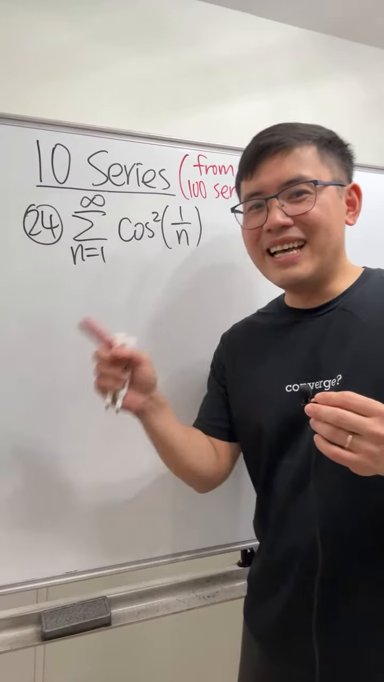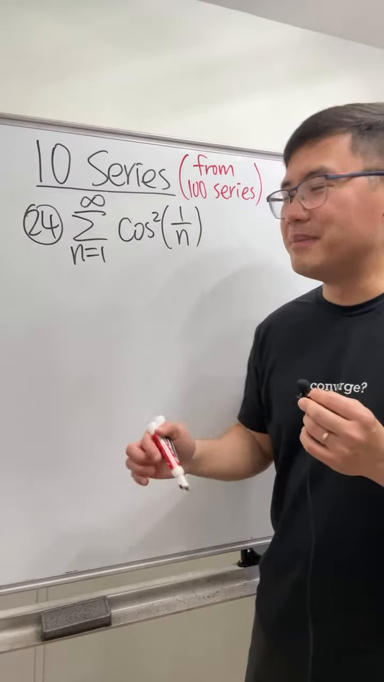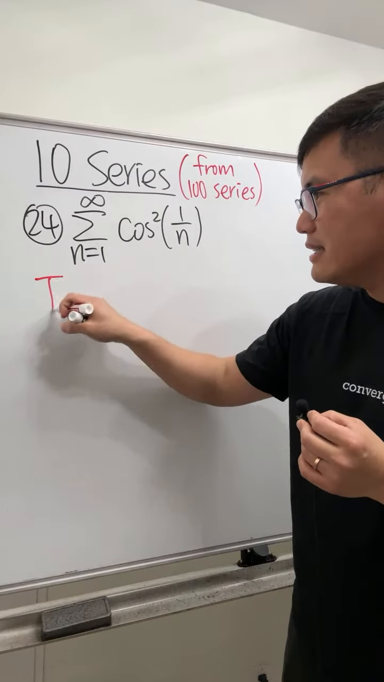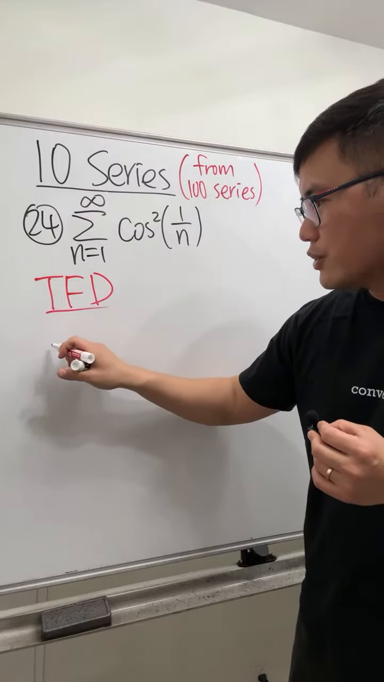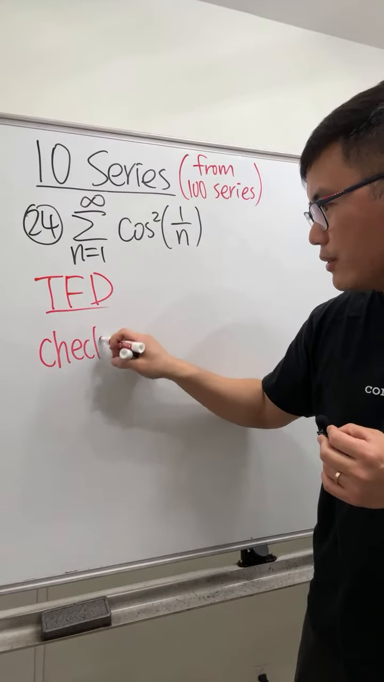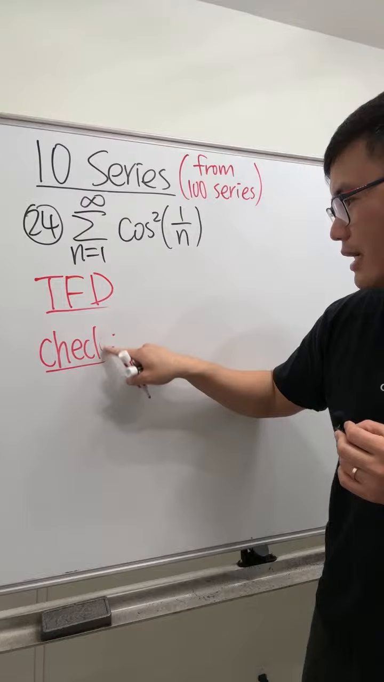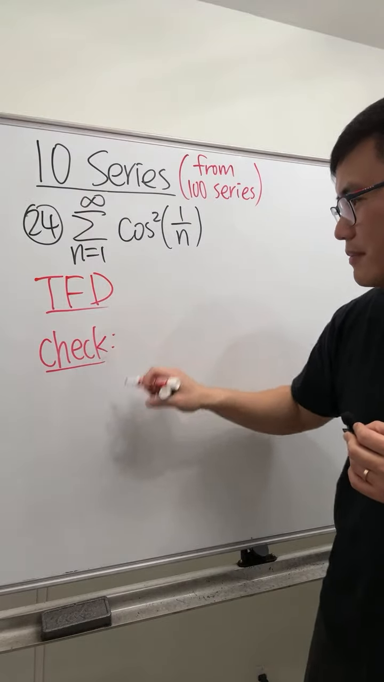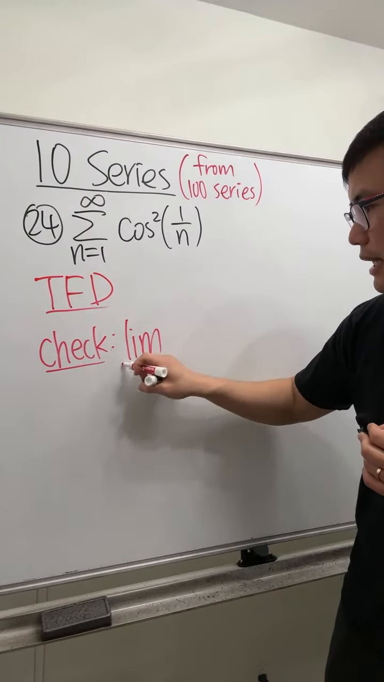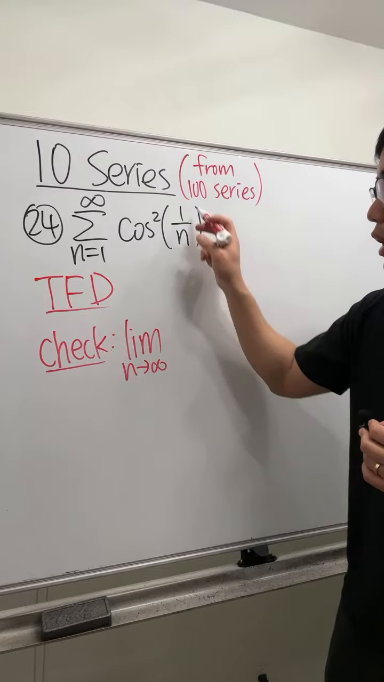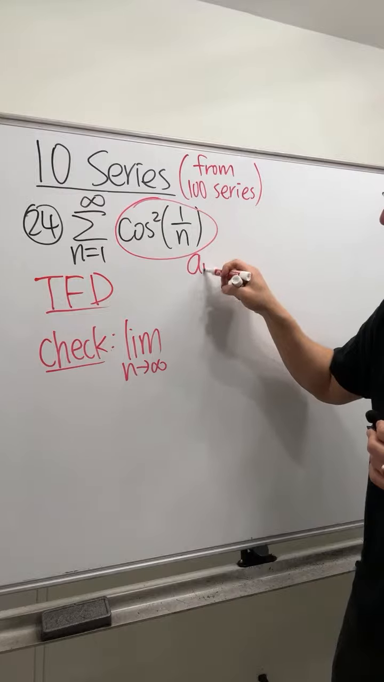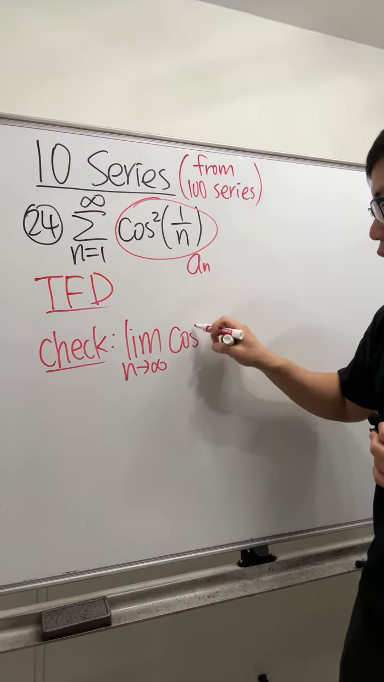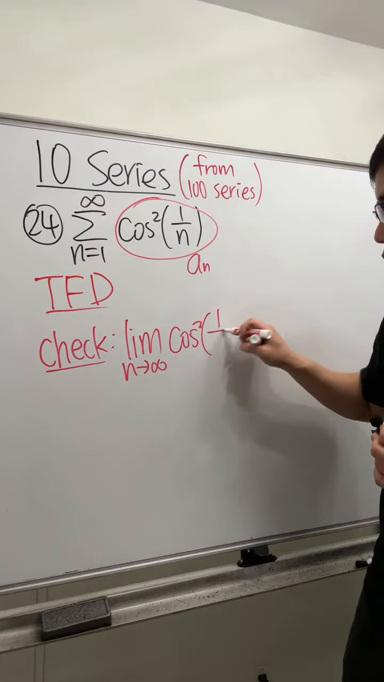Yes, first, test for divergence because of the limit test. So here we go. Test for divergence. Here we are going to check. Go ahead and check this on your own. Actually, I can finish this with you guys. We check the limit as n goes to infinity of the a_n. This right here is the a_n. So we check this: cosine squared of 1 over n.